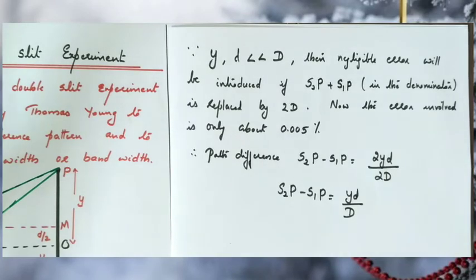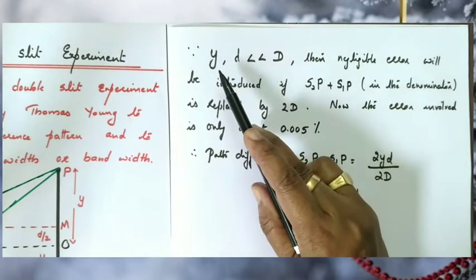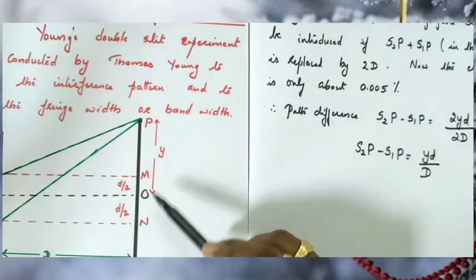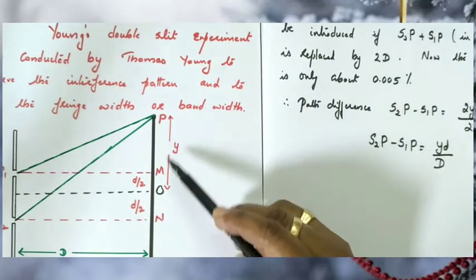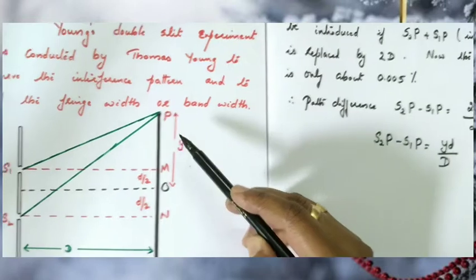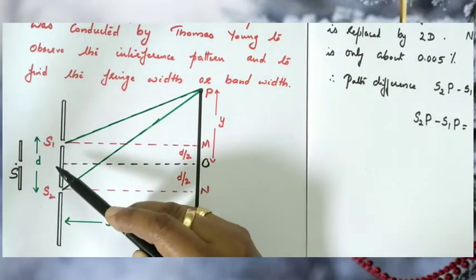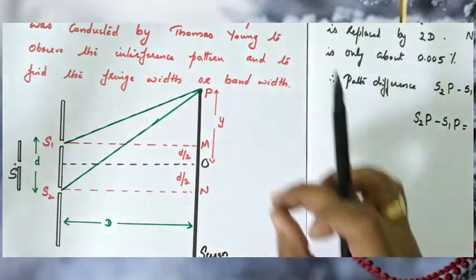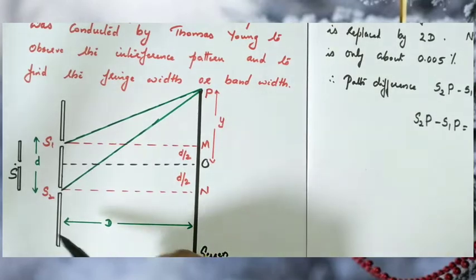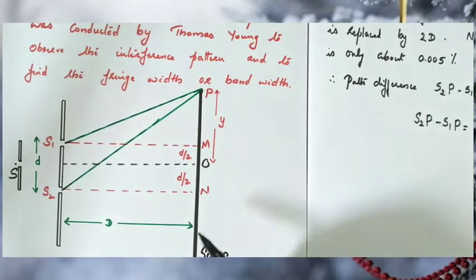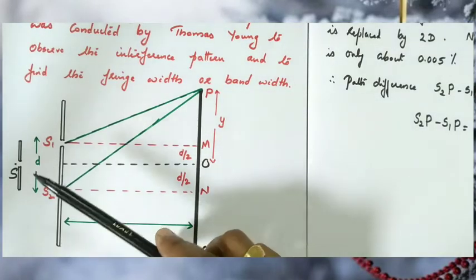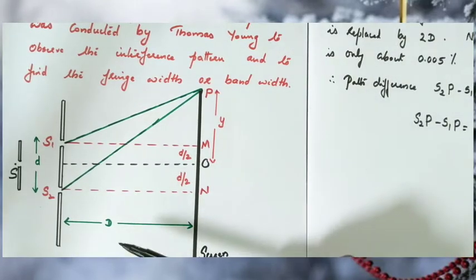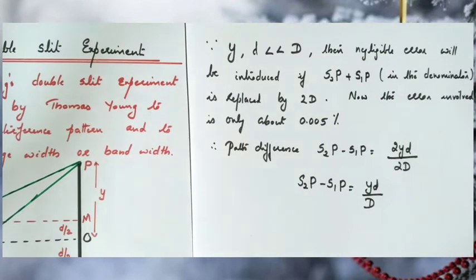Now we can take one approximation. Since Y and d are very much less than capital D, here the distance Y means the distance between the center and the point P. The distance Y is very less, of the order of centimeter range. And the distance between the two slits, that is also very less, of the order of millimeter range. So small d is actually a very small value and Y is also a small value compared to capital D. Capital D is of the order of meter. The distance between slit and screen is of the order of meter. So if we compare small d and Y with capital D, Y and d are very small values compared to capital D. Hence we can make an approximation.